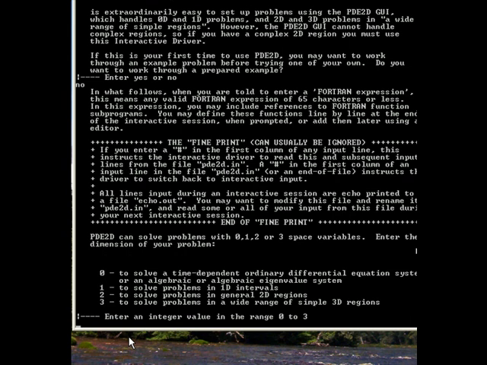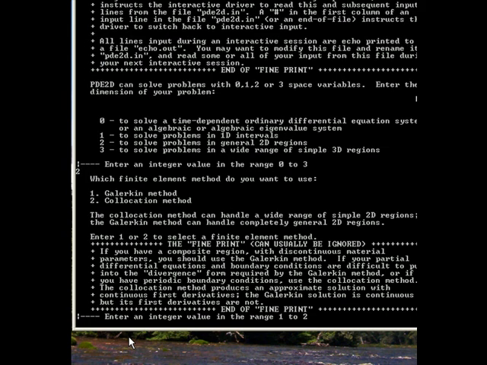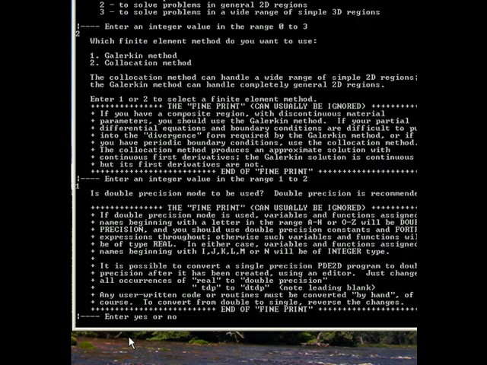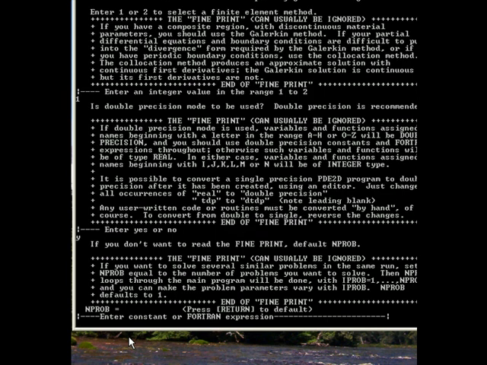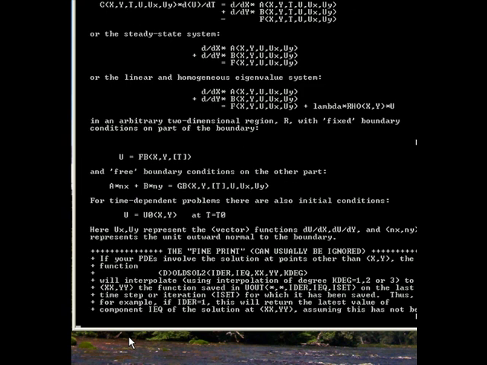Okay, this is a 2-dimensional problem, and we can't use the collocation method, so we have to use Galerkin. Now, if I make a major mistake here, like if I said it was 3-dimensional, or if I'd said I want to use collocation methods, I just have to start over. If I make a minor problem, I can correct it in the Fortran. So Galerkin method, double precision, yep. Don't want to read the fine print, so default it.